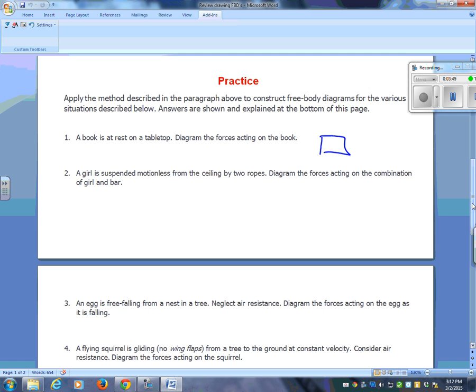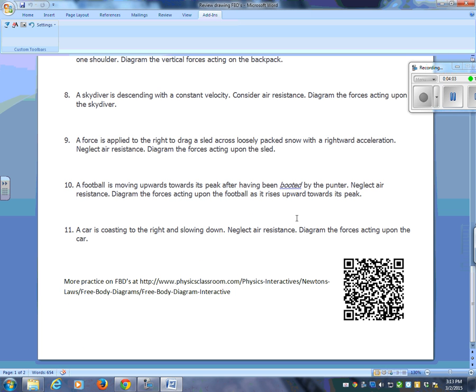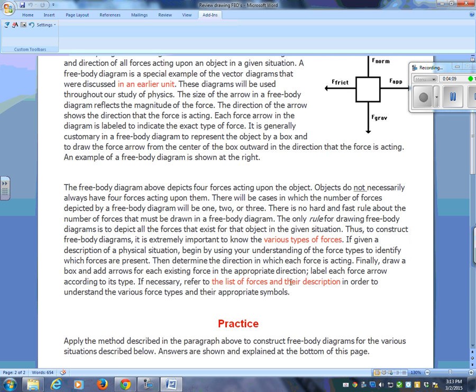A book is at rest on the tabletop. Diagram the force acting on the book. Weight force down. Normal force up, right? In fact, let me just see here. I think I can do this, so I don't have to draw them all. Oh, that's more practice. You guys have an answer on yours, don't you? Here it is here.